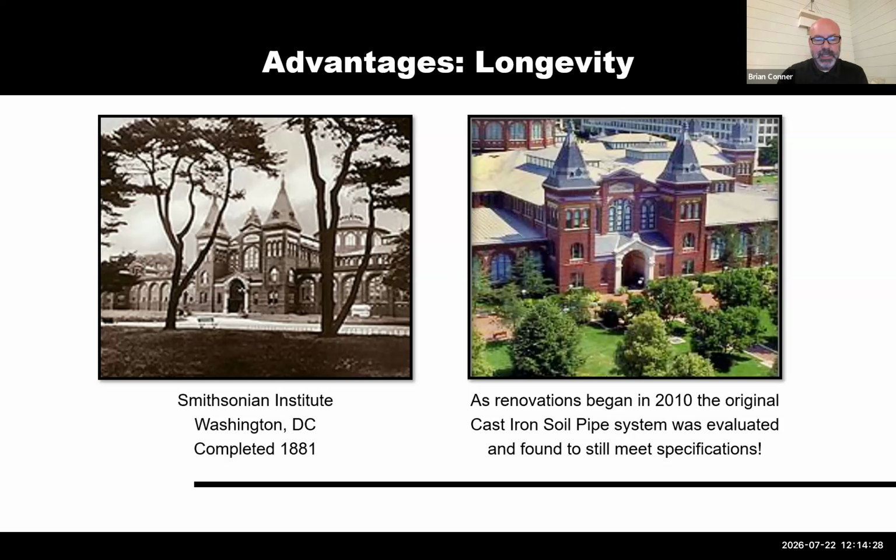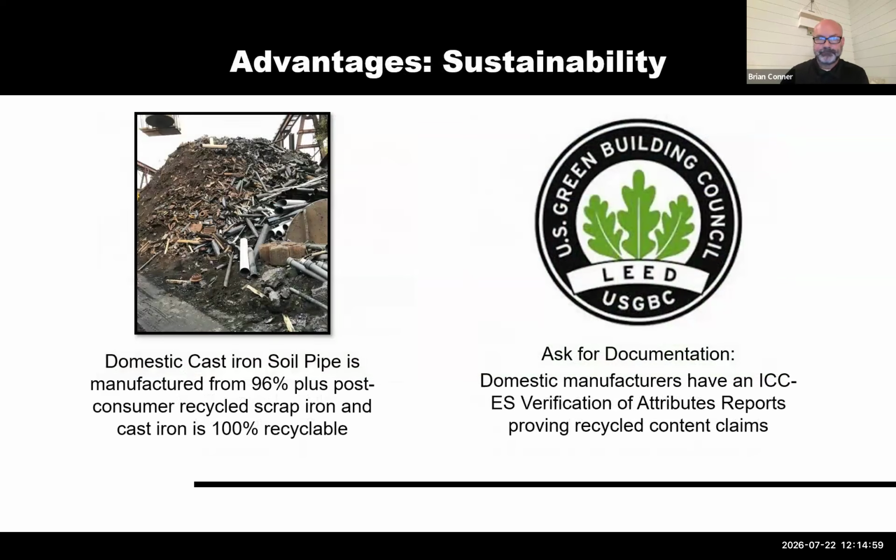Originally built in 1881, it has a cast iron DWV system throughout. In 2010, they began an evaluation of the plumbing system, again, all DWV cast iron pipe, and found that the pipe still met the specifications. So 130 years later, cast iron is still working as it was intended when it was installed in the Smithsonian in 1881. So it's pretty impressive.